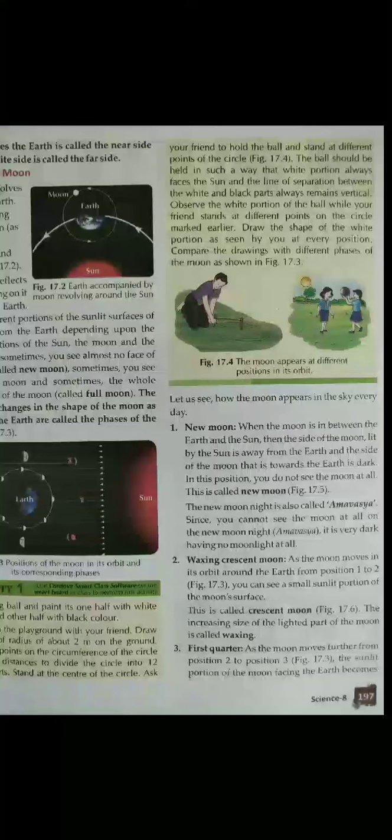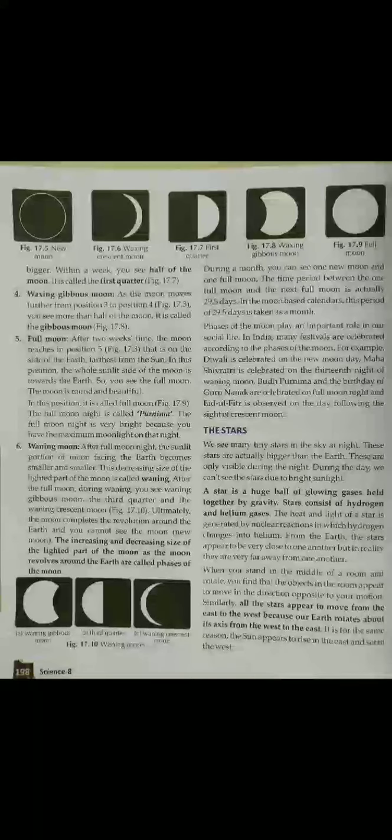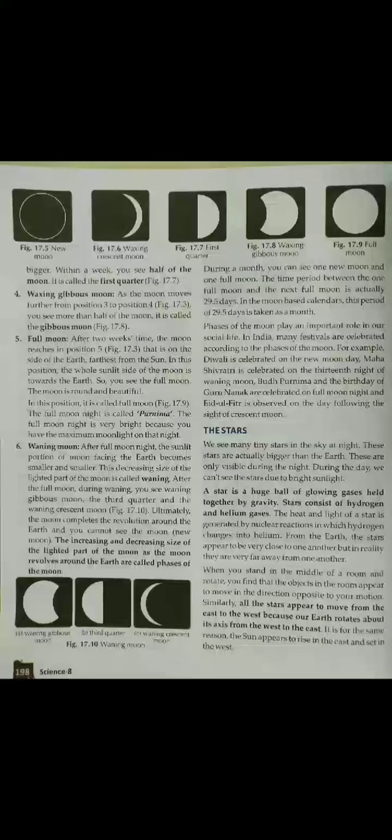Next up we have the first quarter. As the moon moves further from position number 2 to position number 3, the sunlit portion of the moon facing the earth becomes bigger. Within a week, you see half of the moon. It is called the first quarter. In figure number 17.7, third part, you can see the first quarter.